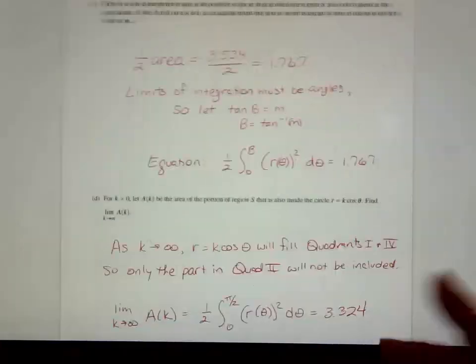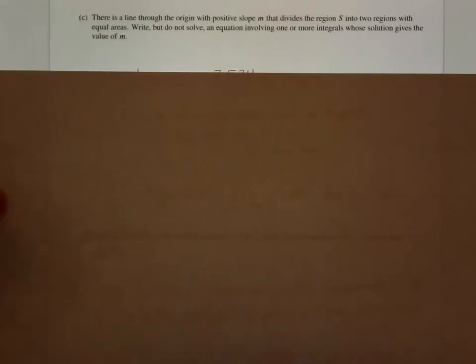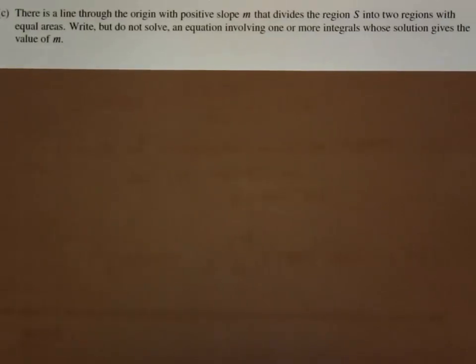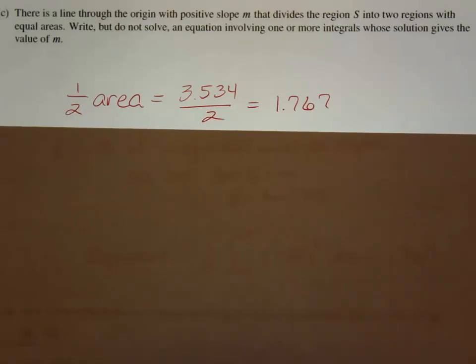So moving on to letter C. Letter C was a little tricky. Let me move it down so you can see it. There is a line through the origin with a positive slope of m, which divides the region S into 2 regions with equal area. Write but do not solve an equation involving one or more integrals whose solution gives the value of m. All right, so it says it's dividing it into 2 equal areas. So we already know the area of the whole thing, so we find half the area. We take that area answer we got in part A, divide it by 2, and we get 1.767. So your initial thought would be, oh, I just do the integral from 0 to m, excuse me.